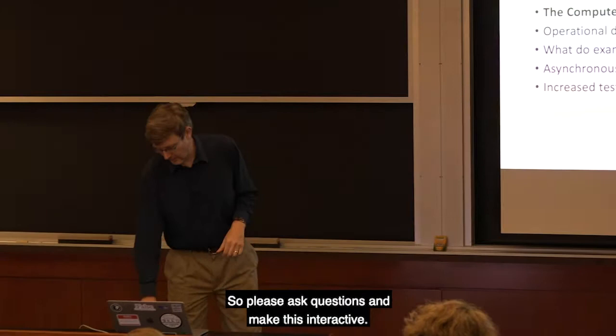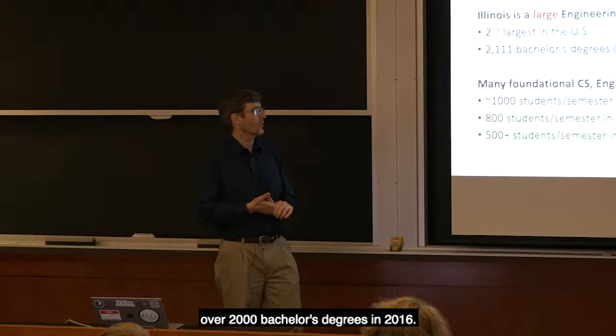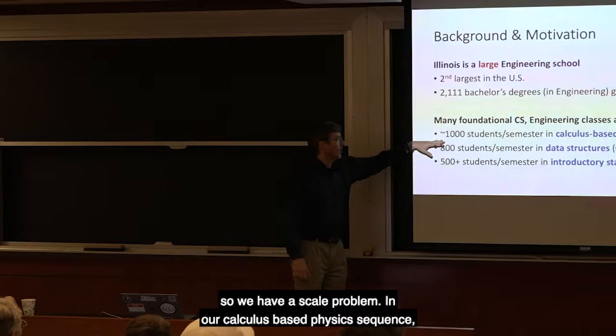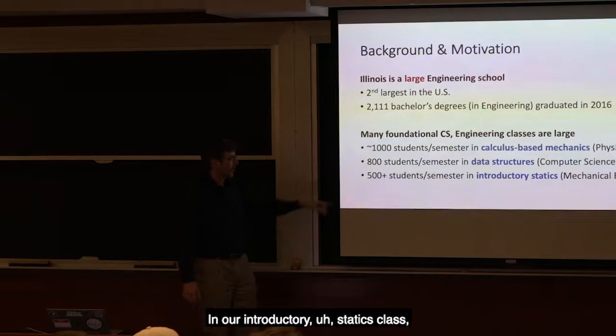So why did we do this? Illinois is a very large engineering school. So we're the second largest in the US. We granted over 2,000 bachelor's degrees in 2016. So we have a scale problem. Our calculus-based physics sequence is about 1,000 students per semester. Our data structures class runs routinely at 800 students per semester. And our introductory statics class, what would be 201 here, is over 500 students per semester.